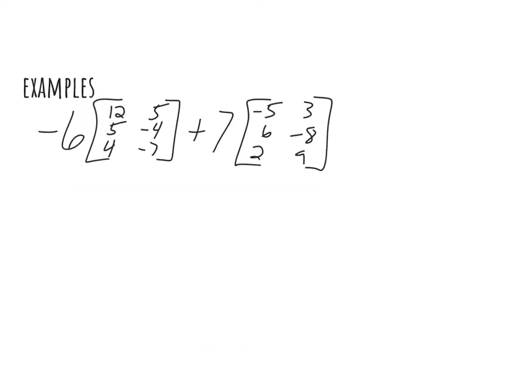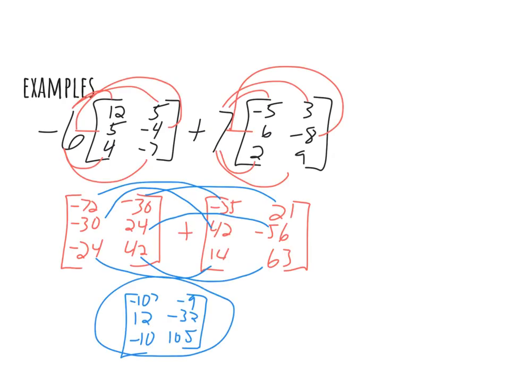So here's our next one. Go ahead and pause the video and solve this problem and then hit play and see how you did. So go ahead and check your work here, but when it's all said and done, the elements in the matrix should be -107, -9, 12, -32, -10, and +105.